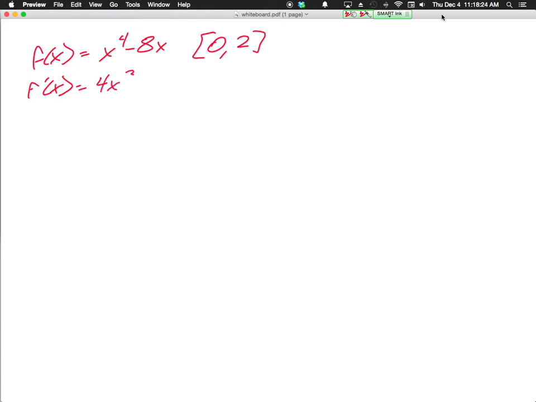So 4x cubed minus 8. So, what do you think? Is it differentiable? Yes, because I'm asking myself the same questions about the derivative. Is there anything in the denominator? Is there any negatives in the radical? No, so I'm good to go.